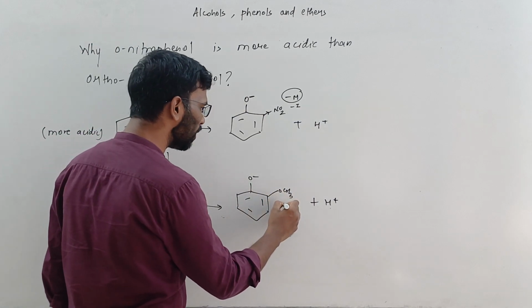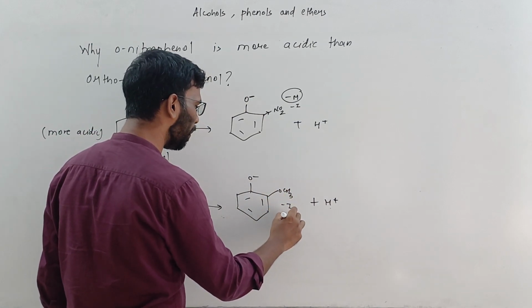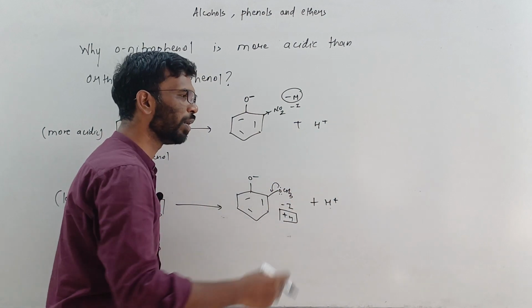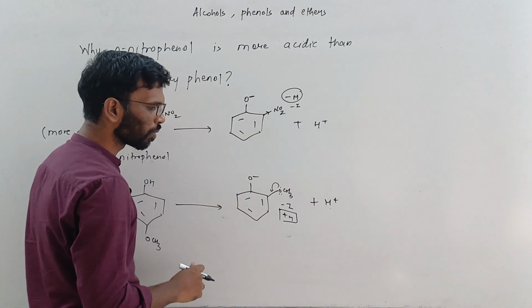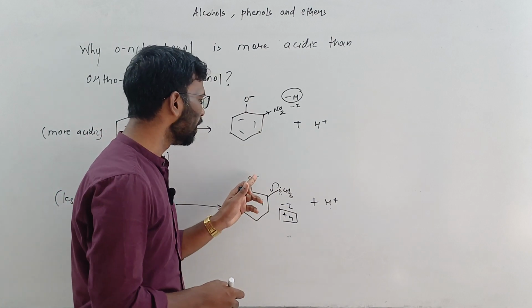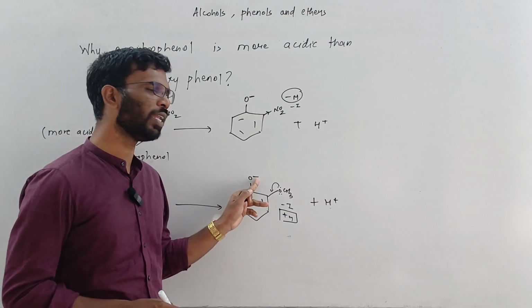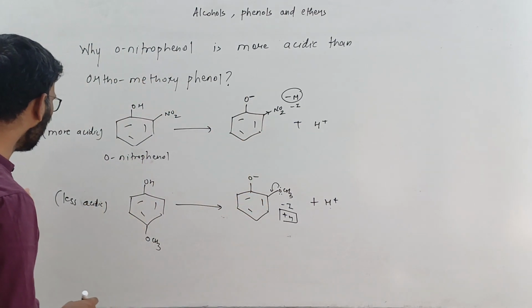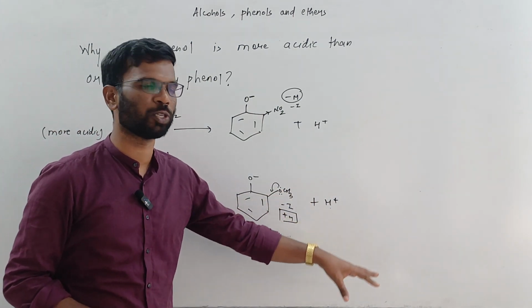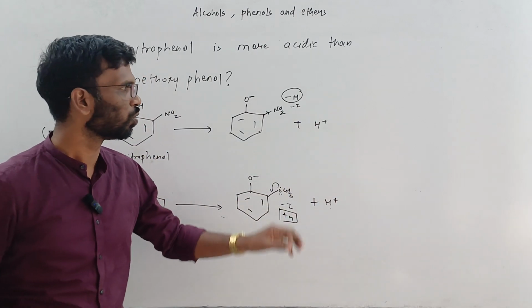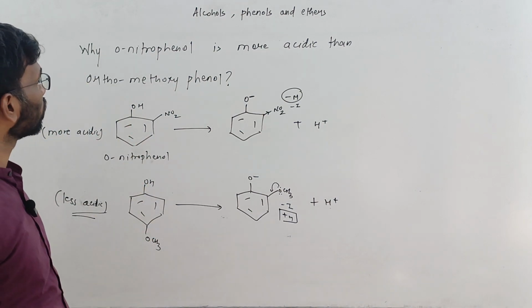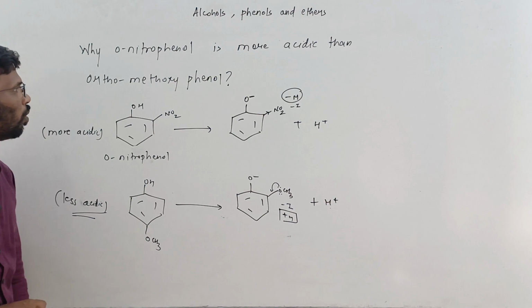But over here, this group is showing minus I and a plus M effect, right? Because it is donating electrons through conjugation. Always, mesomeric or resonance effect, one and the same. It is dominant. So here it is donating its electron through conjugation, meaning it is destabilizing the negative charge to more extent, right? So this negative charge is not so stable. Therefore, this is less acidic, meaning hydrogen won't leave that easily over here. Less H plus will be produced. Here more H plus will be produced. Therefore, the acidic strength of orthonitrophenol is more than orthomethoxyphenol.